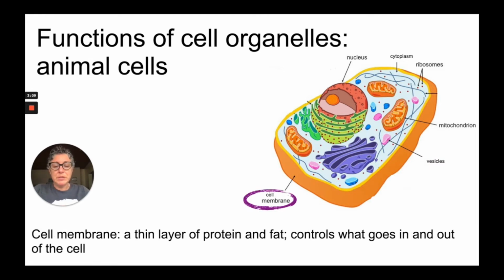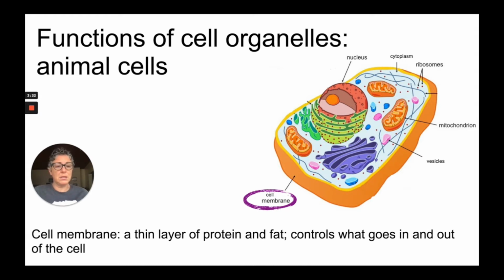Finally, in the animal cell, we have the cell membrane. The cell membrane is a thin layer made up of protein and fat, and the cell membrane is going to control what goes in and out of the cell. So these are the parts of the animal cell, the organelles of the animal cell, that you need to be able to describe the function of.